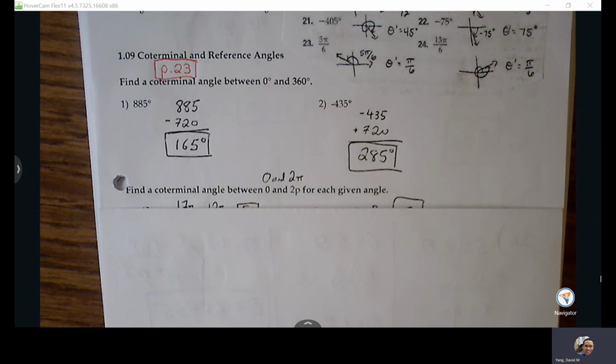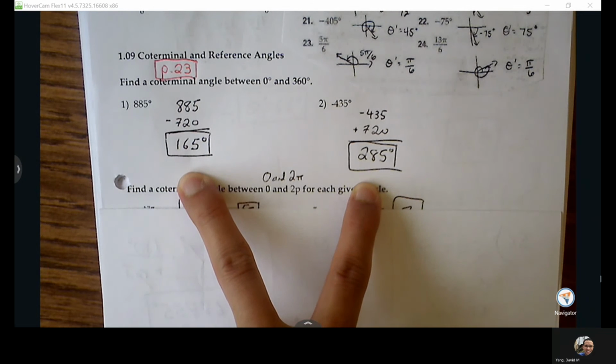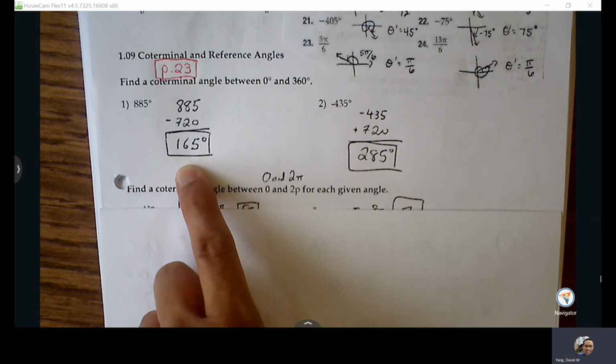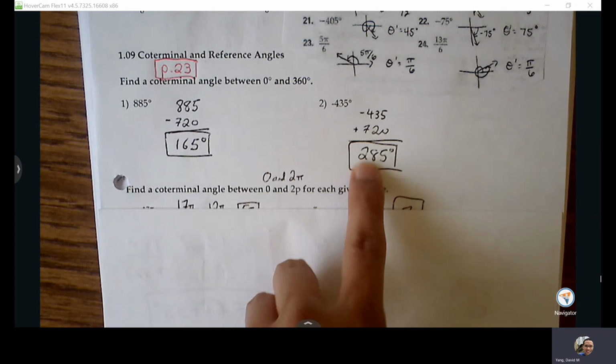Number 2, negative 435. So I did negative 435 plus 360. It didn't quite get me there, so I added 360 again, and then it got me to 285. So this is in the second quadrant. That's in the fourth quadrant.